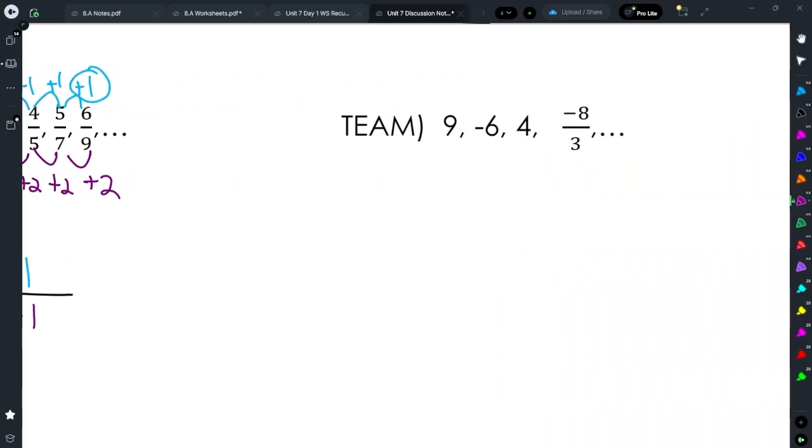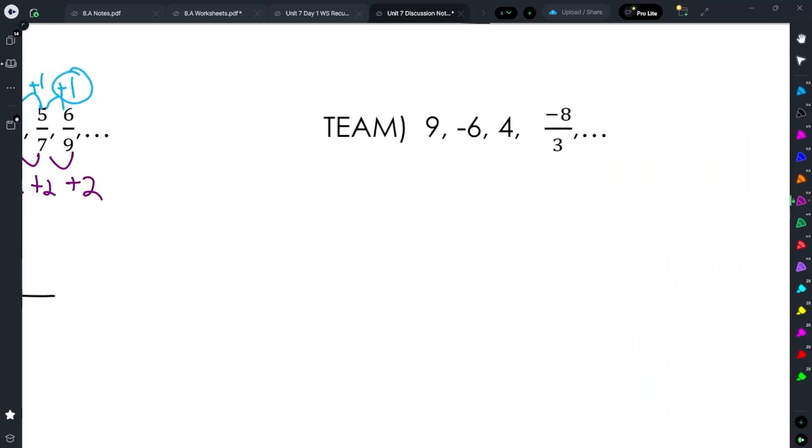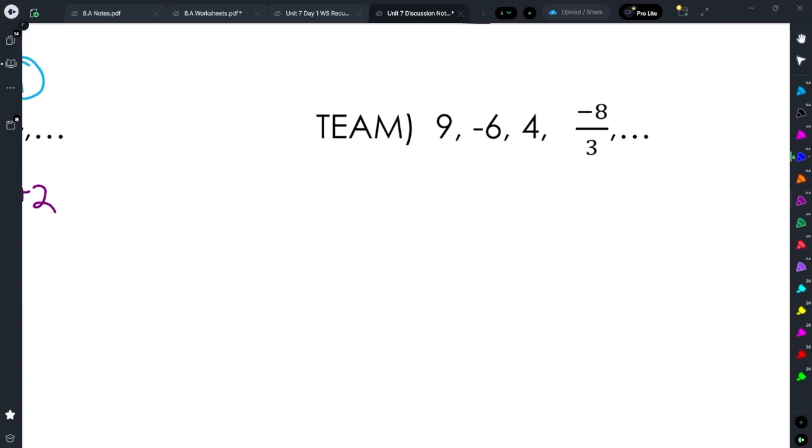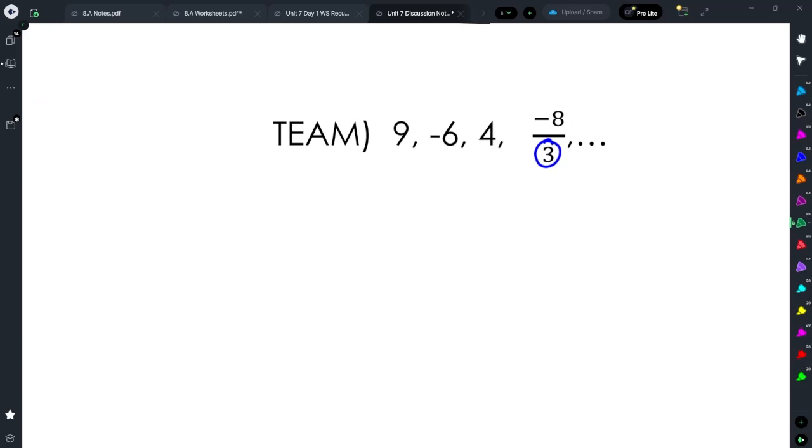All right, now the last one, we have 9, then -6, then 4, then -8/3. Now, when I see this divided by 3 all of a sudden, that makes me think that something is being multiplied by something over 3, 1 over 3, 2 over 3, 4 over 3, or whatever. And one of the ways we can do this and see if there is a common ratio is dividing two adjacent terms. If I take this term and divide it by the first term, that's going to give me -2/3.